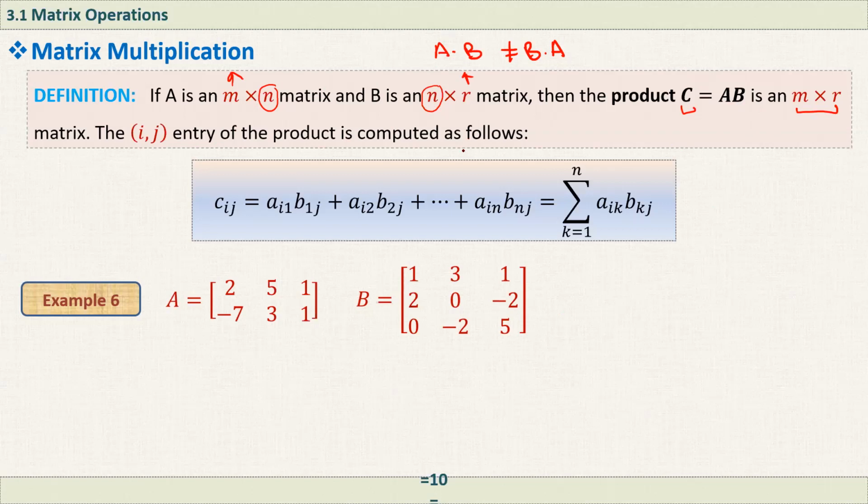And the ij entry of the product is computed as follows. What are the elements of this product C? Cij is just equal to this sum. Now I will show this in an example. To get the ij entry of C, we are actually taking a dot product. As you see here, it looks like a dot product. We are multiplying Ai1, Ai2, up to AiN. These are the i-th row of matrix A. And B1j, B2j, and BNj are the j-th column of matrix B. If you multiply them together, it gives us the ij entry of C.